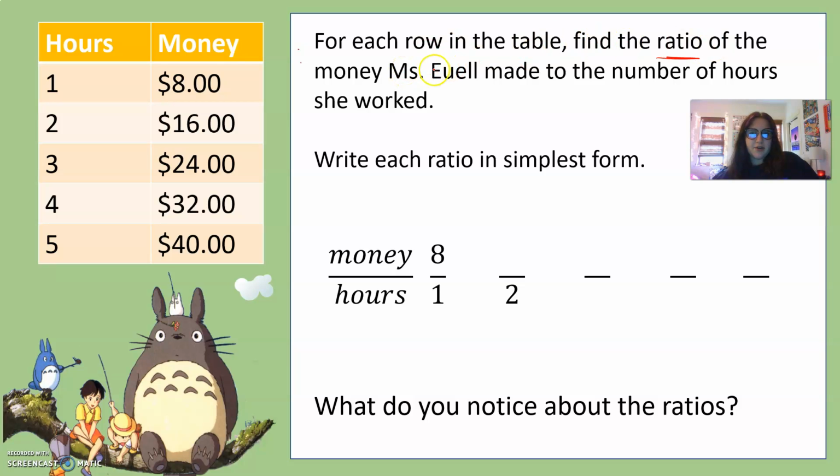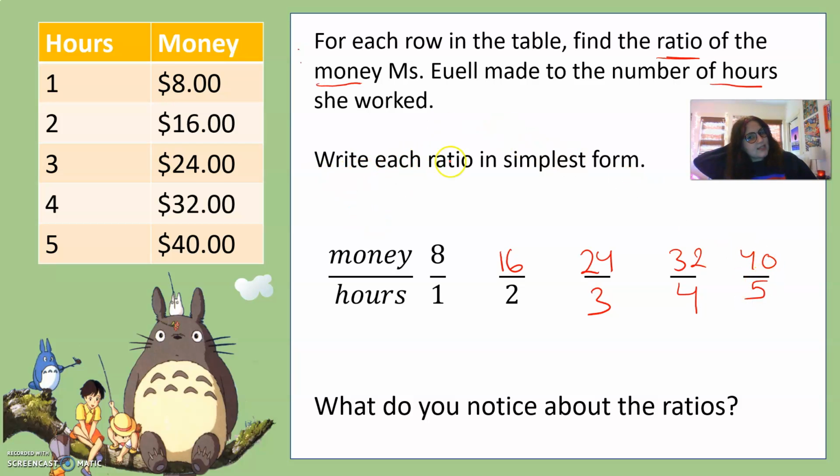So I want a ratio of the money I made to the hours. So down here I have money over hours, and I want to write this for each hour. So I have 8 over 1, so $8 for 1 hour, $16 for 2 hours, $24 for 3, $32 for 4, and $40 for 5.